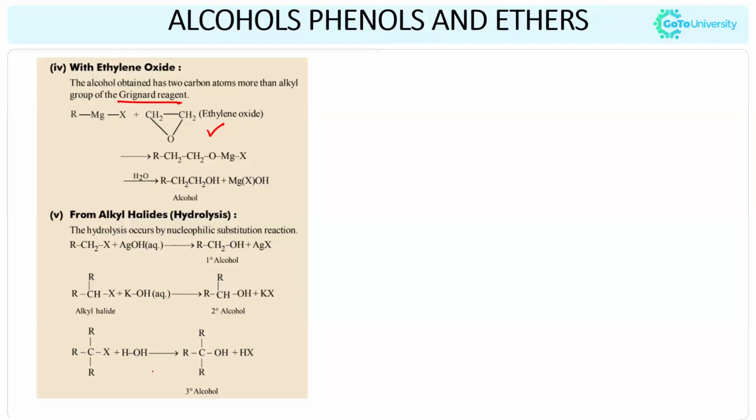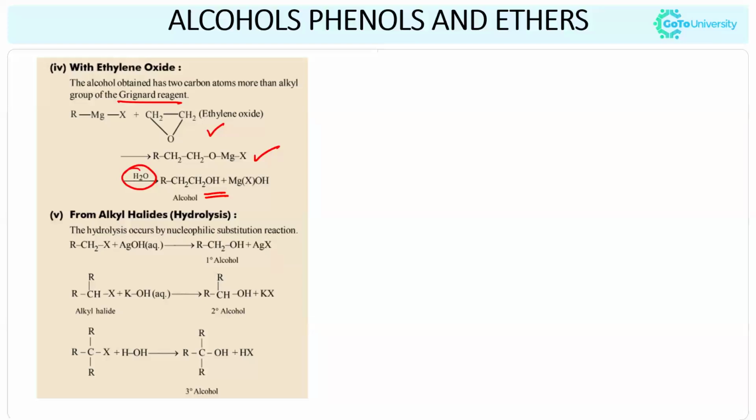So the Grignard reagent reacts with the ethylene oxide and produces an intermediate. Then finally that intermediate, on hydrolysis, produces the corresponding product of the reaction. So it should be an alcohol. That's it. Okay. So next one, from alkyl halides. So from ethylene oxide it is clear. Please remember that this is an ethylene oxide type compound, which means it is a cyclic compound only.